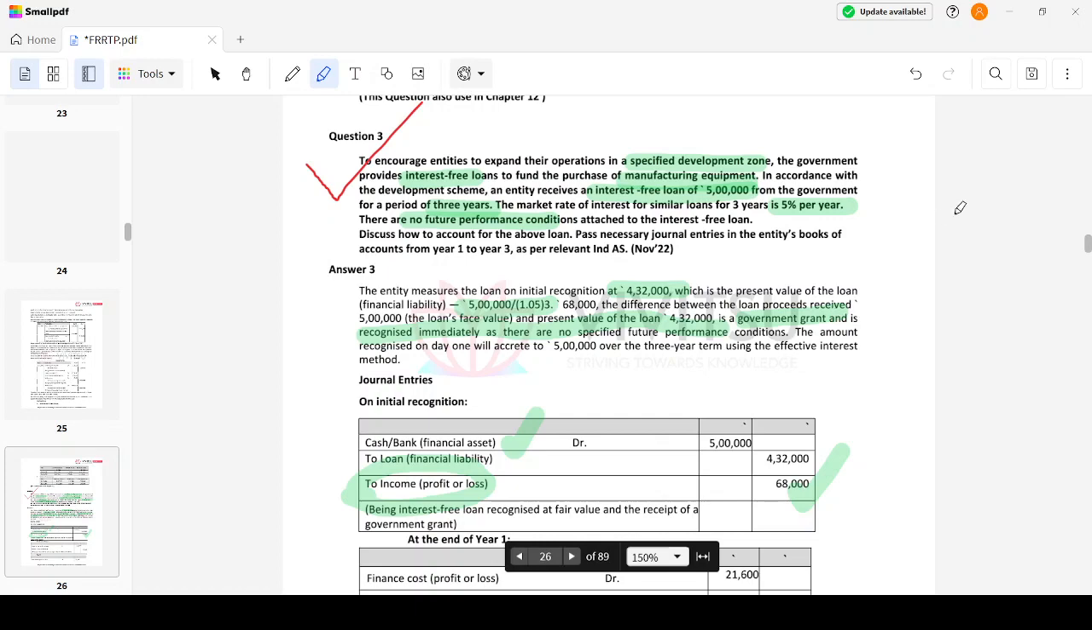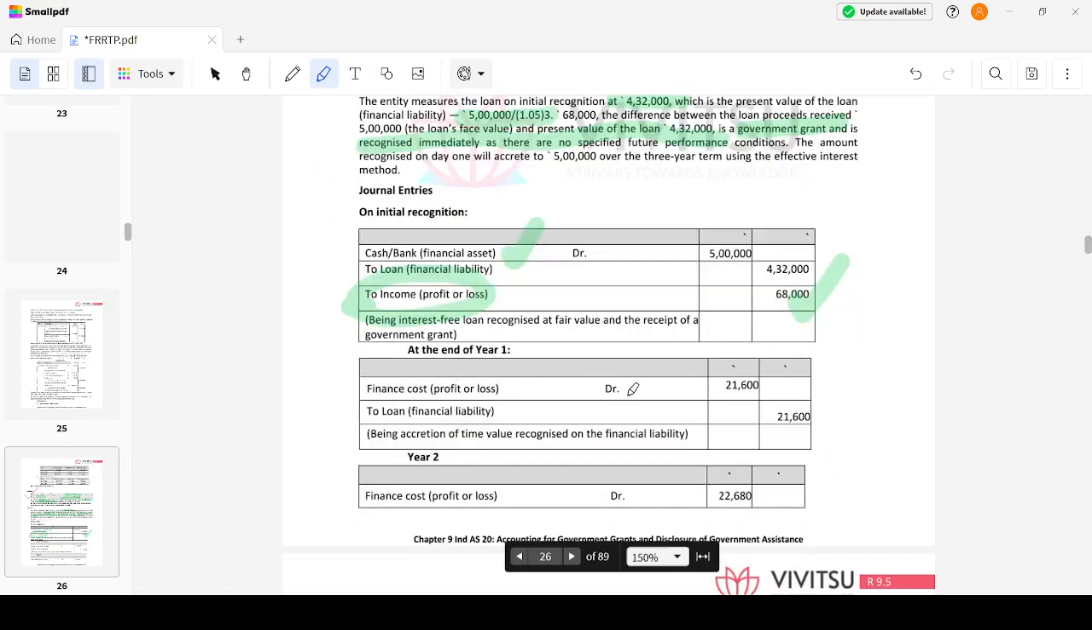Then at the end of year 1, finance cost account 21,600. How does this come? 4 lakh 32,000 into 5%. That will be treated as finance cost, credited to the loan liability. This is an interest-free loan and there is no interest actually charged, but I'm going to treat it as interest and credit the loan account.